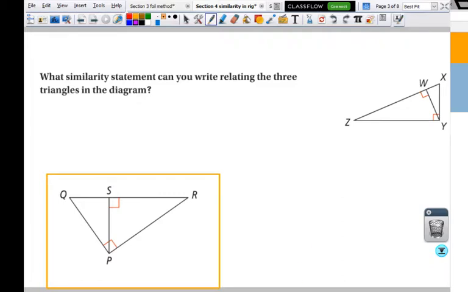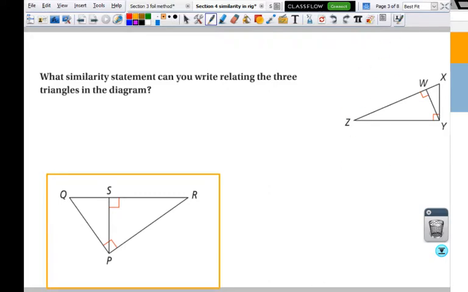Alright. So if I'm going to look at this triangle right here, what similarity statements can you write relating the three triangles in the diagram? Well, I got a big one, right? It's going to be similar to the middle one, which is going to be similar to the little one. All three of them are similar, because as long as I have an altitude right here, all three of them are going to be similar.